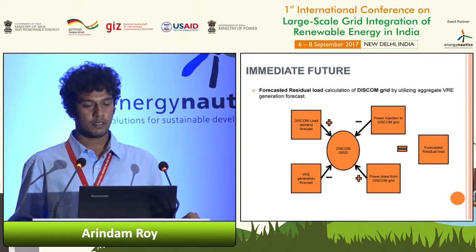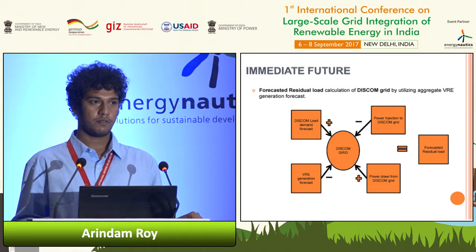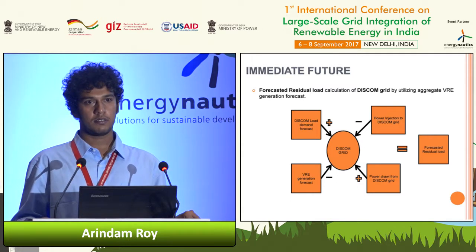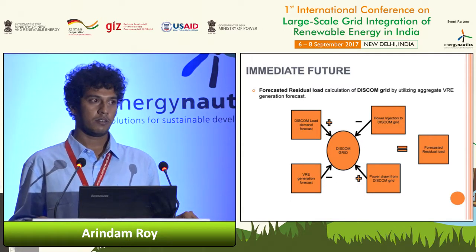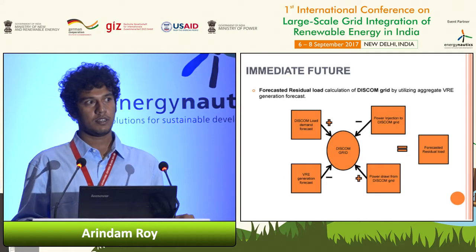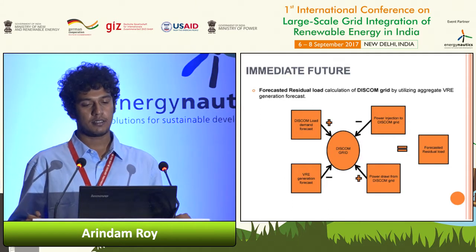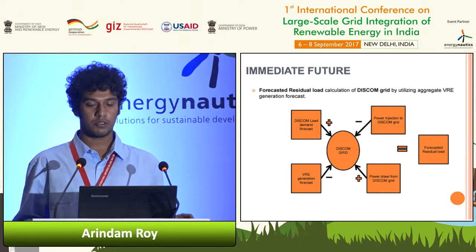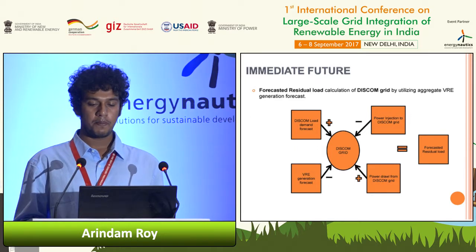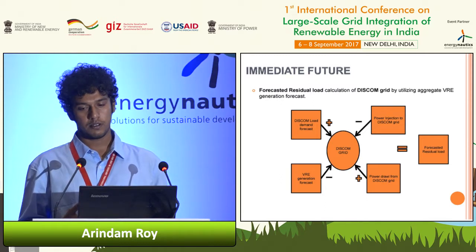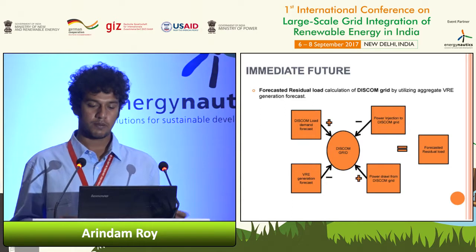For the DISCOMs, with the penetration of rooftop and small distributed generators into the distribution grid, since the DISCOMs need to provide schedules to the load dispatch centers, they will need to estimate how much the expected demand is. This will change because of the rooftop PV and the distributed generators which will be inserted into the grid. The DISCOMs can also use this for procuring power from the power exchanges.